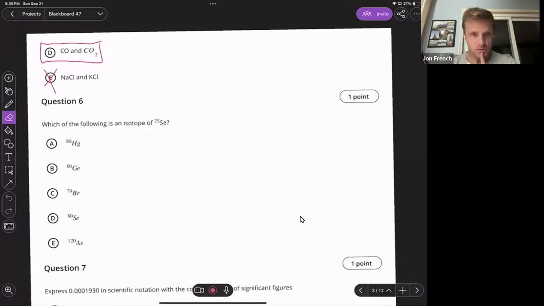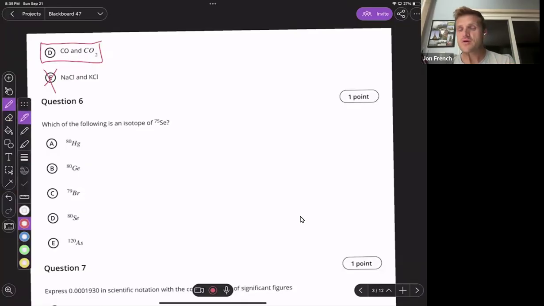Question 6, right? Which of the following is an isotope of selenium? So isotopes, right? Same number of protons, so they have to be the same atomic symbol. And if you have questions, just make them public questions, so like everybody can see the question and we can all learn from it. And then that way it doesn't look like I'm talking to myself answering private questions. Right? We all have questions, so we can all benefit from those questions.